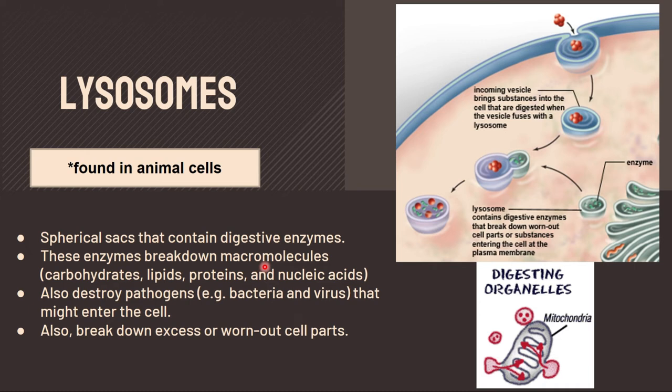When you break down macromolecules, you are turning them into much smaller components. Okay? And another function of lysosomes is that they destroy pathogens. So what are pathogens? Pathogens are organisms or foreign bodies that could cause disease. If they cannot cause disease, they are called non-pathogenic. So lysosomes destroy pathogens and also other foreign bodies that enter the cell. So this is how lysosomes work.